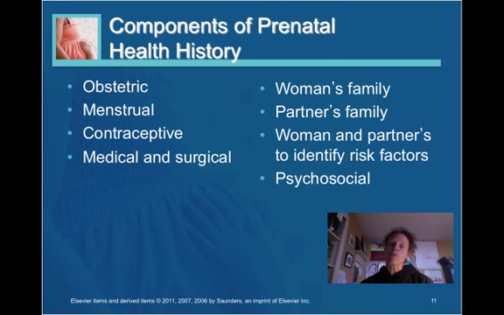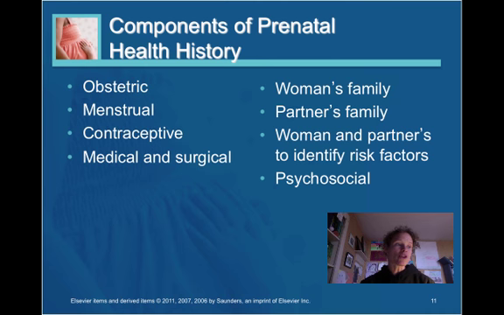You also want to know if there's been any spotting or bleeding or any lower abdominal pain since her last period. Contraception history. What has she used in the past? What has she been using, if anything? It's also important to know, particularly if the woman has an intrauterine device in place.